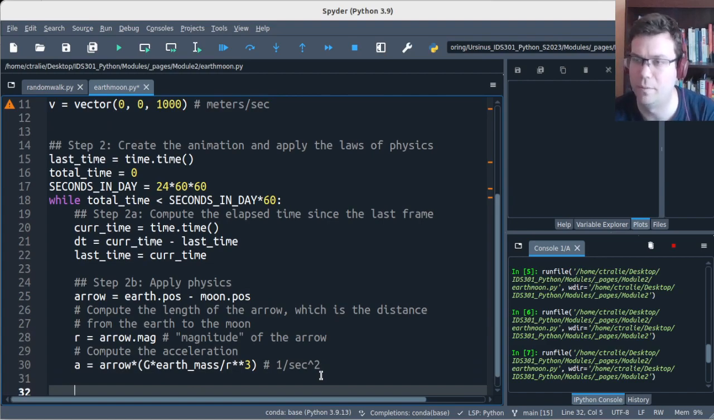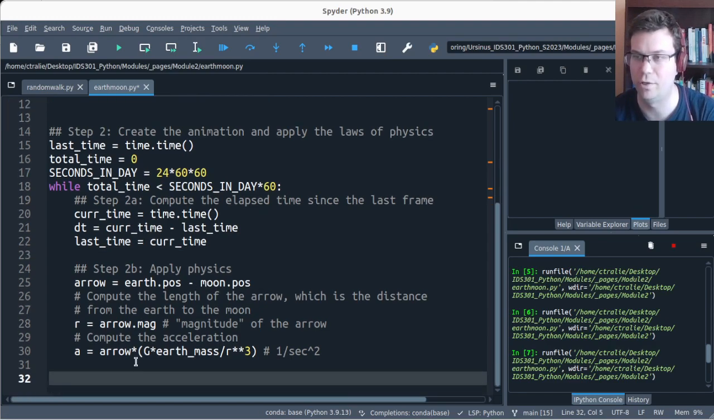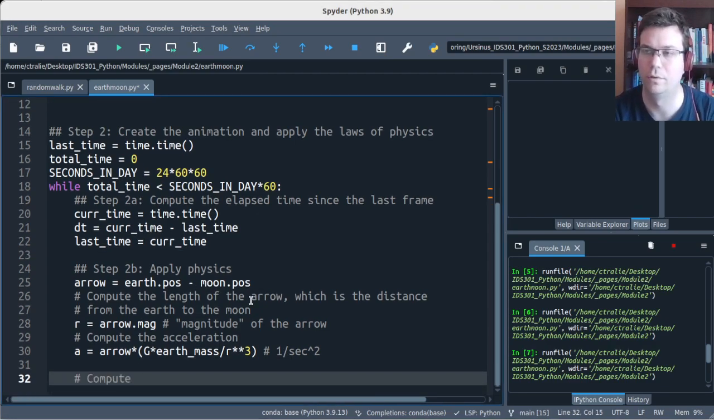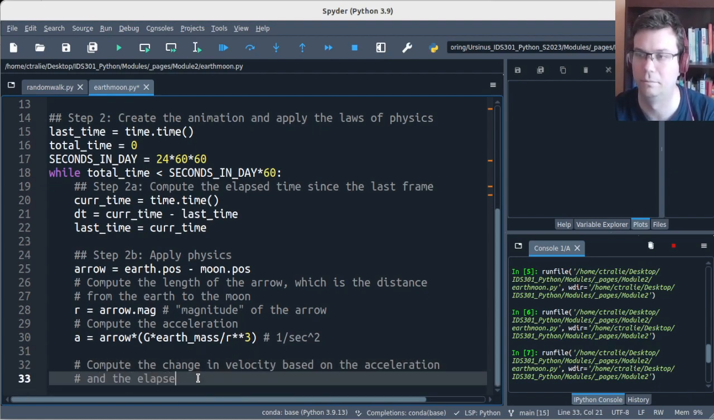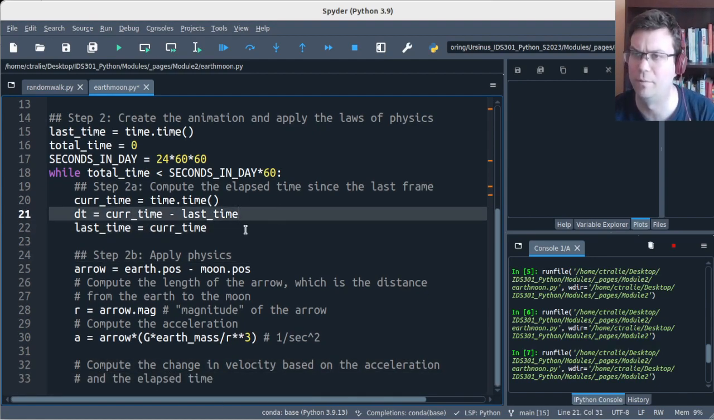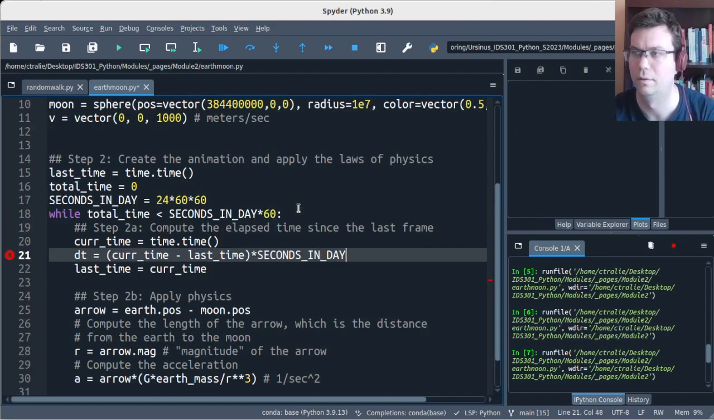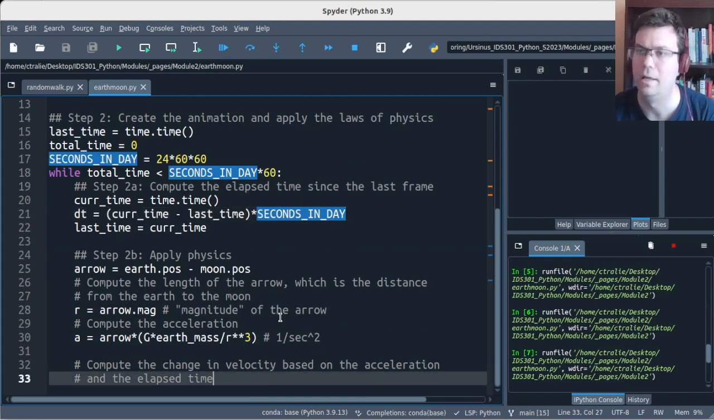Okay, now we apply something called an Euler step. So what we can do is, from the acceleration, compute the change in velocity based on the acceleration and the elapsed time. Now I told you I wanted to speed up the elapsed time, so let me do that real quick. Let's multiply this elapsed time by the number of seconds in a day, so that this animation goes a little faster.